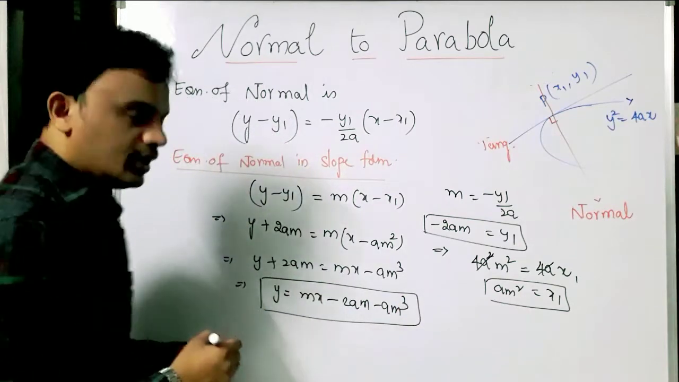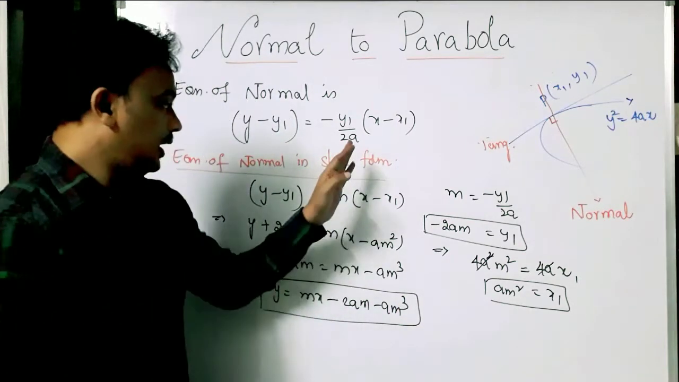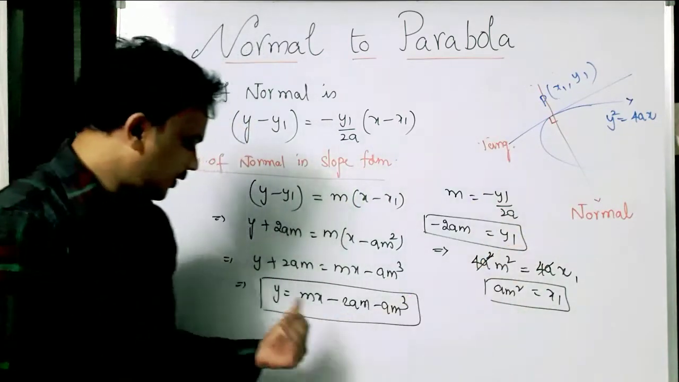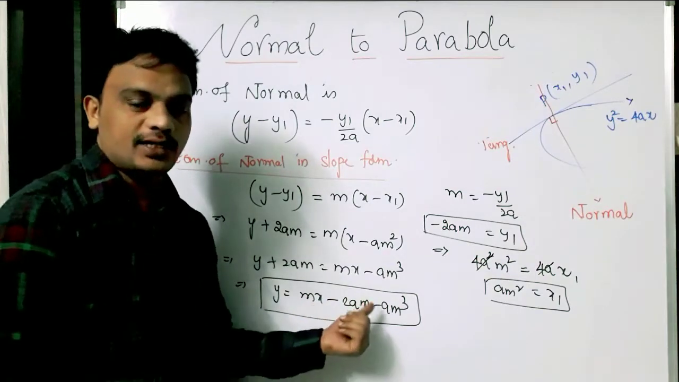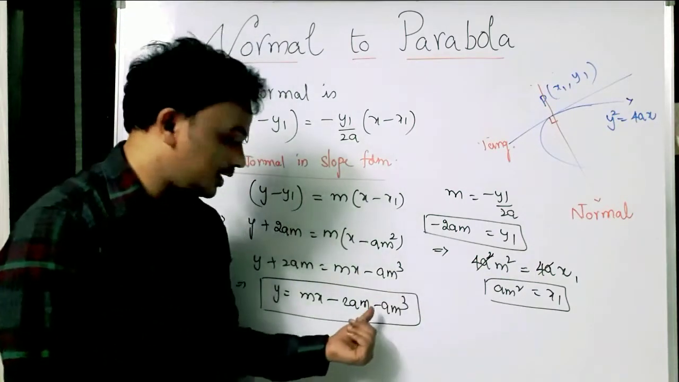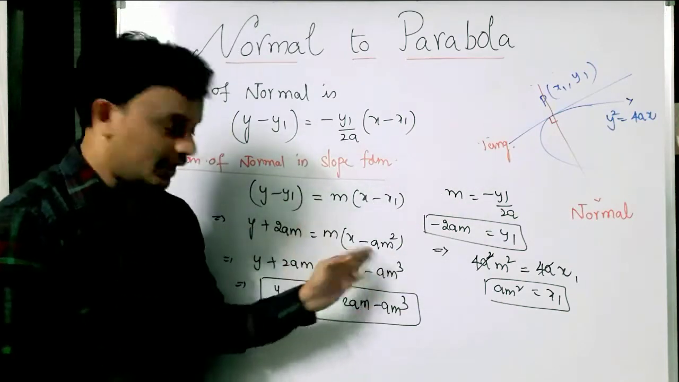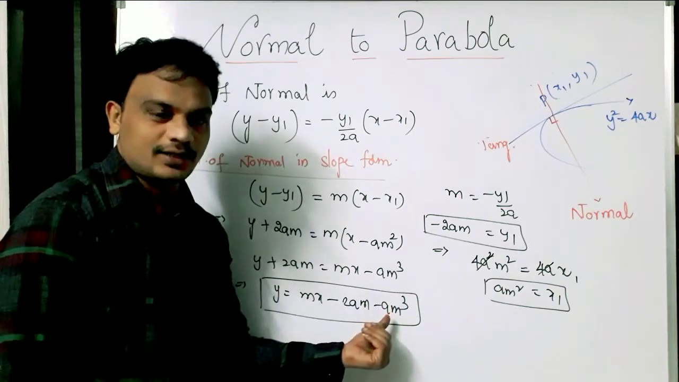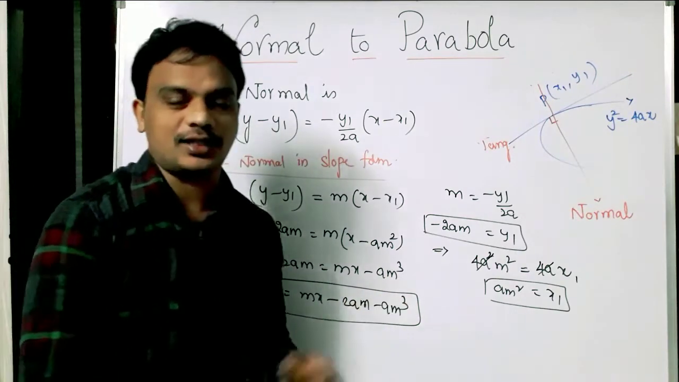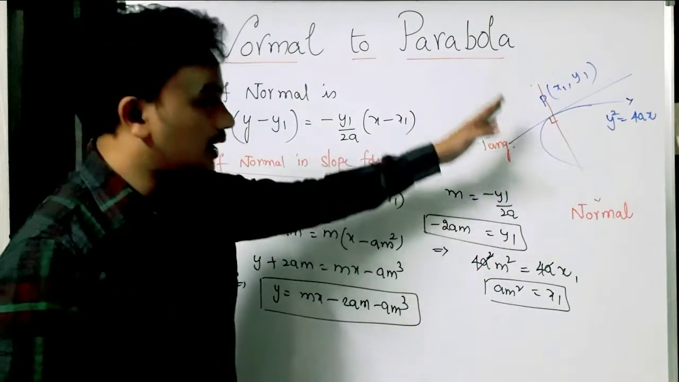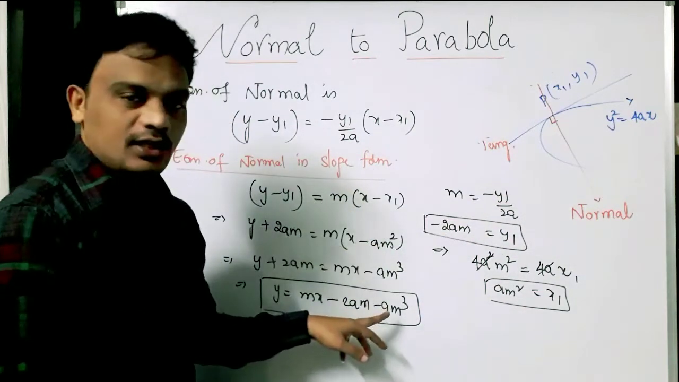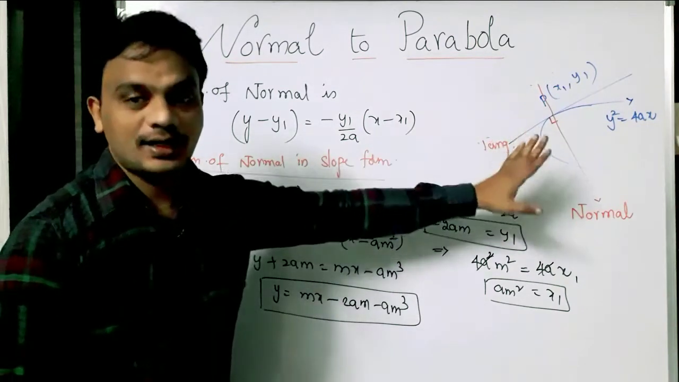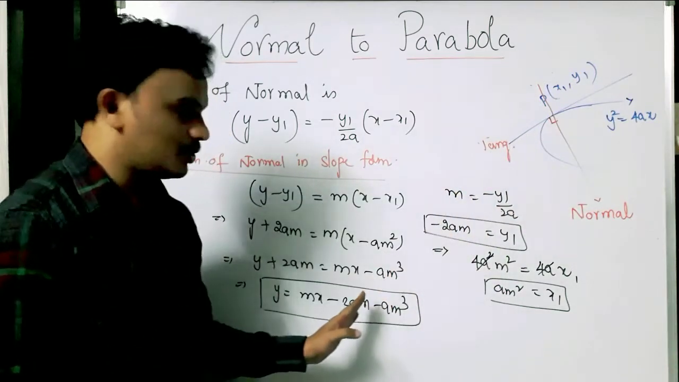This is the equation of the normal in slope form, where m is the slope of the normal. So y equals mx minus 2am minus am cube. Once again I am reminding you, the slope is m, and I got an equation in m of third degree. This is a third degree equation in terms of m, which means it has 3 values for m. That means we can get 3 normals. Once again it is proved.